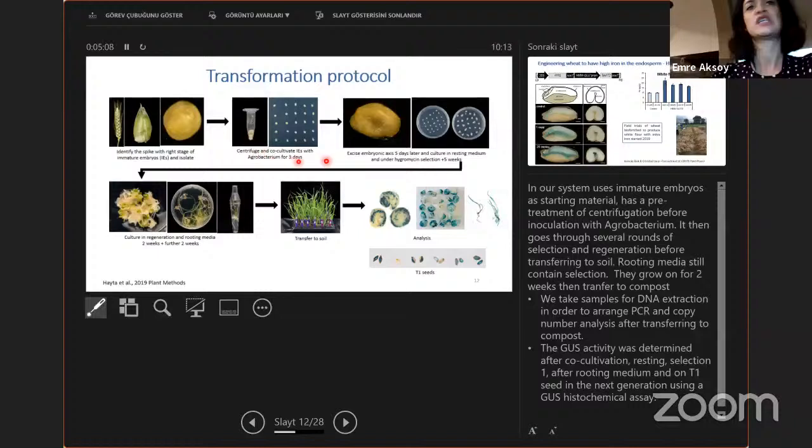Leaf samples are taken for DNA extraction, and we check the edits. I just want to give some examples from our transformation studies.